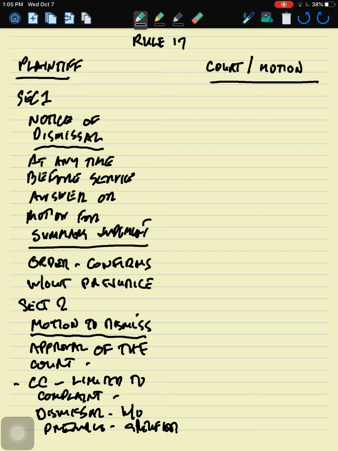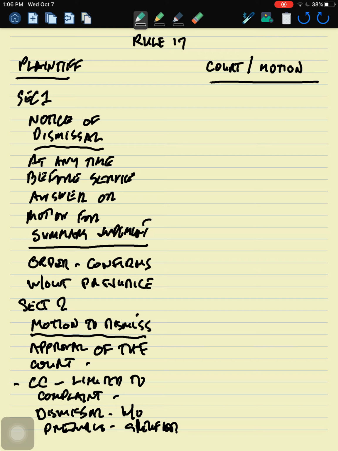Again, we do a comparison. Under Section 1, there is simply an order confirming the dismissal. Under Section 2, there is need for the approval of the court. And furthermore, if there is already an answer, the dismissal is going to be limited to the complaint, because the defendant will be given a chance to prosecute his counterclaim in a separate action unless within 15 days from notice of the motion, he will manifest a preference to have his counterclaim resolved in the same action. So that's the distinction between Section 1 and Section 2.